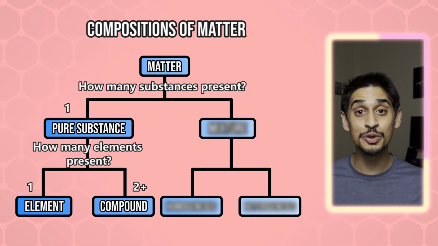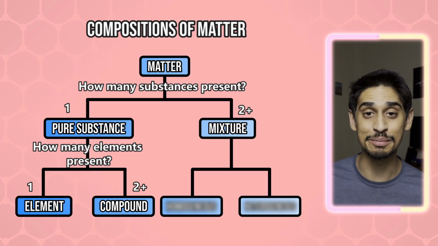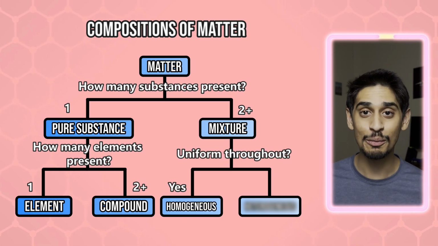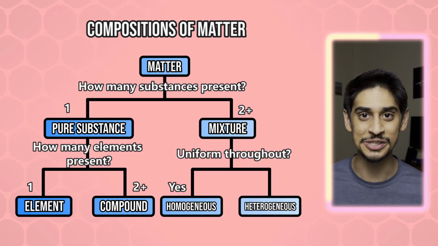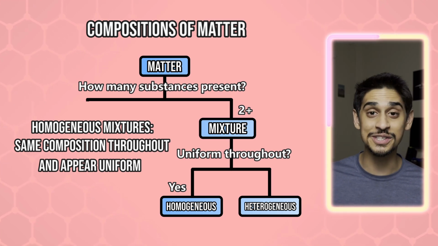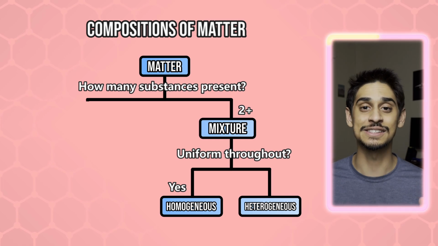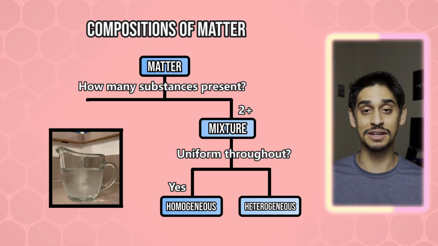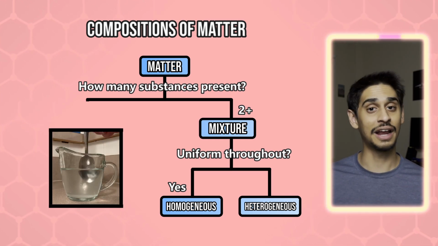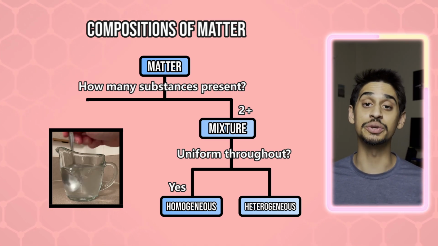However, if there are 2 or more substances present, then it's considered a mixture. And then mixtures can be broken down further into either homogeneous mixtures or heterogeneous mixtures. Homogeneous mixtures appear uniform throughout, and all the substances within mix really nicely with each other. Water and salt would be a great example of this, because if you throw in some salt and water and you give it a mix, the salt will dissolve, and then you're left with this really clean solution.